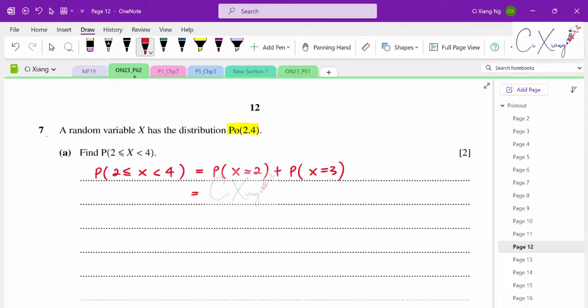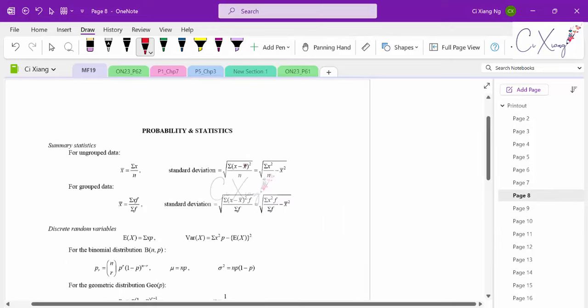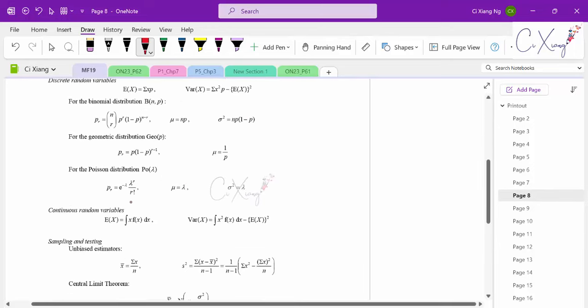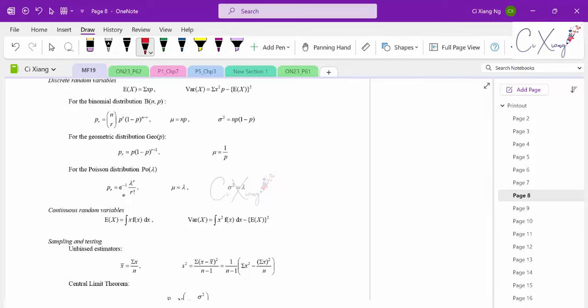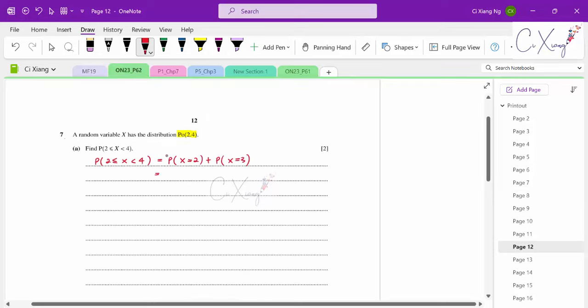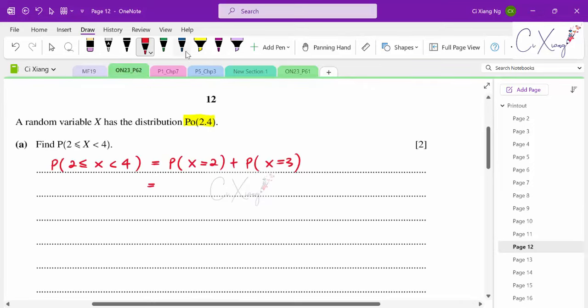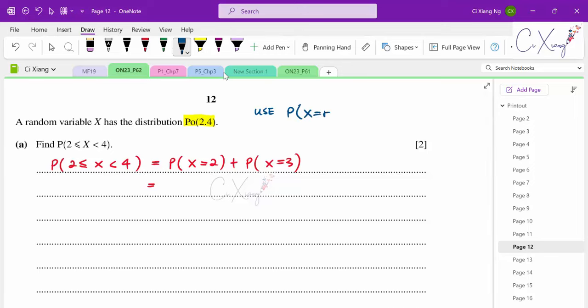So how to calculate the probability from the Poisson distribution? In case you really forget the formula, it is provided in the formula booklet, which is this one. e to the negative lambda, lambda to the power of r, divided by r factorial. Maybe I can show you here. We are using the probability e to the negative lambda, lambda to the power r, divided by r factorial, where lambda means the mean, the parameter of the Poisson distribution.